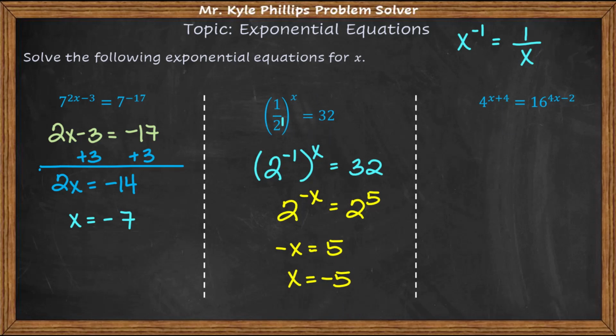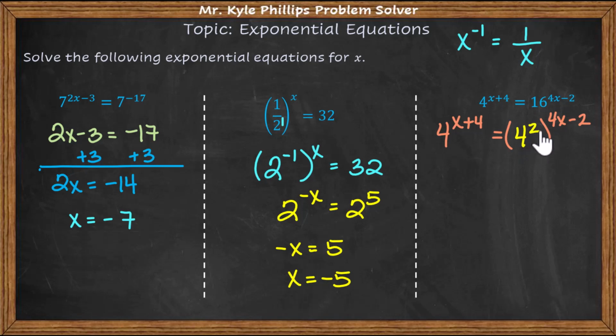Let's try another one. So here I have 4 raised to some power and 16 raised to some power. Okay, I can't rewrite 4 to have a base of 16. So I think, can I rewrite 16 to have a base of 4? Yes, I can, because 16 is 4 squared. So this is 4 raised to the x plus 4. This never changes. I'm going to rewrite 16 so that it is 4 squared. And then this is raised to the 4x minus 2. So see how I haven't changed the value of the equation. All I've done is rewrite the 16 so that it has a base of 4.